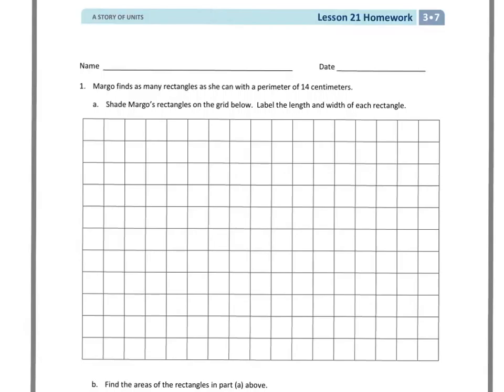The directions state, Margot finds as many rectangles as she can with a perimeter of 7 centimeters. Shade Margot's rectangles on the grid below. Label the length and width of each rectangle.